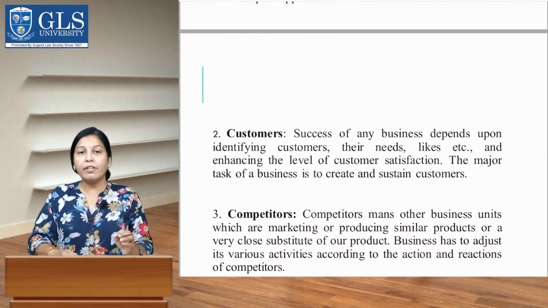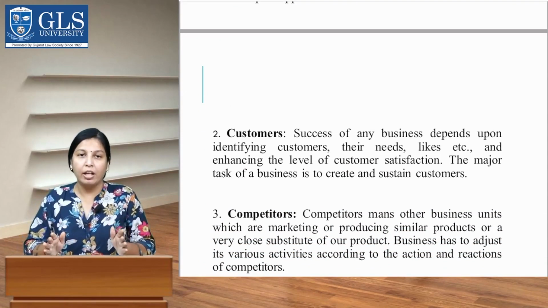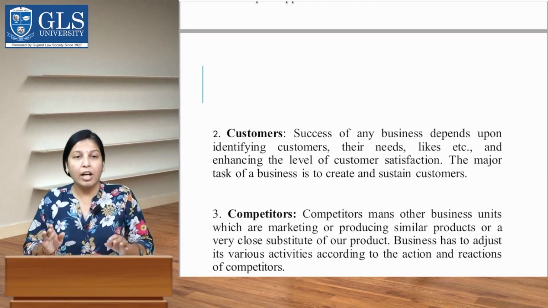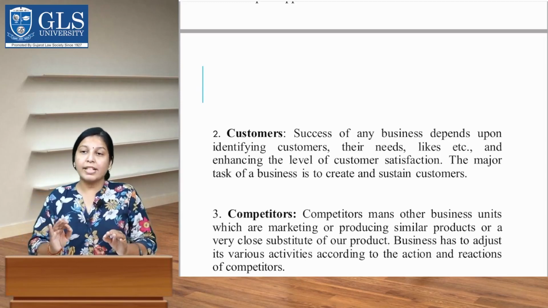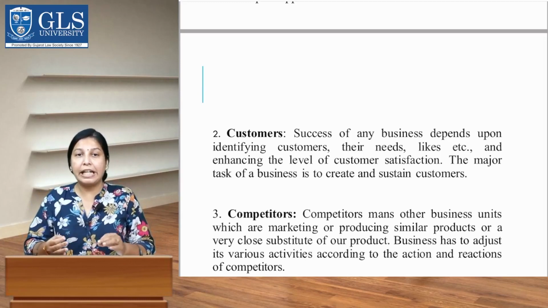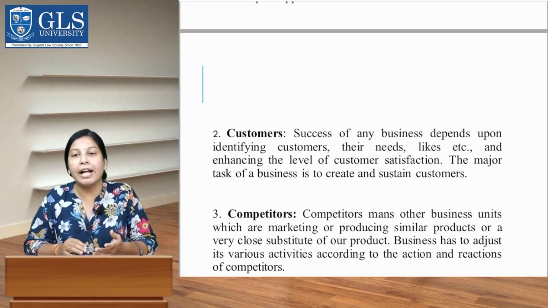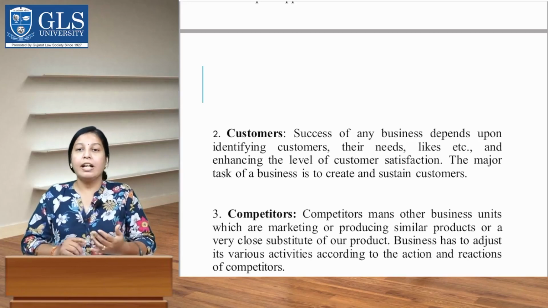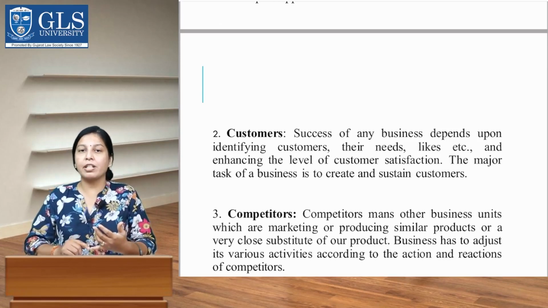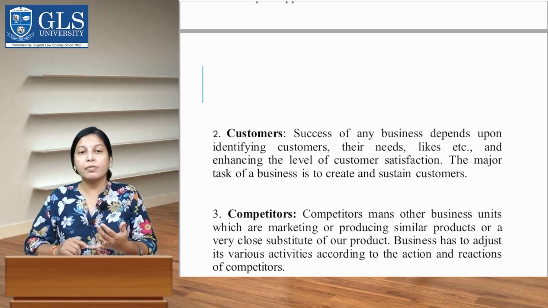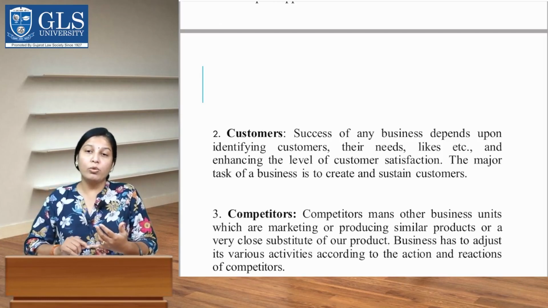Then the second one is customer. Obviously, we are all aware that customers are the king of the market. If customers are not satisfied, and they find that the business is not successful in satisfying their needs and their likes, then obviously customers stop purchasing your product. So the success of any business depends upon identifying customers, their needs, their likes, and enhancing the level of customer satisfaction. The major task of business is to create and sustain customers. Every business wants loyal customers and doesn't want to lose any customers, okay?